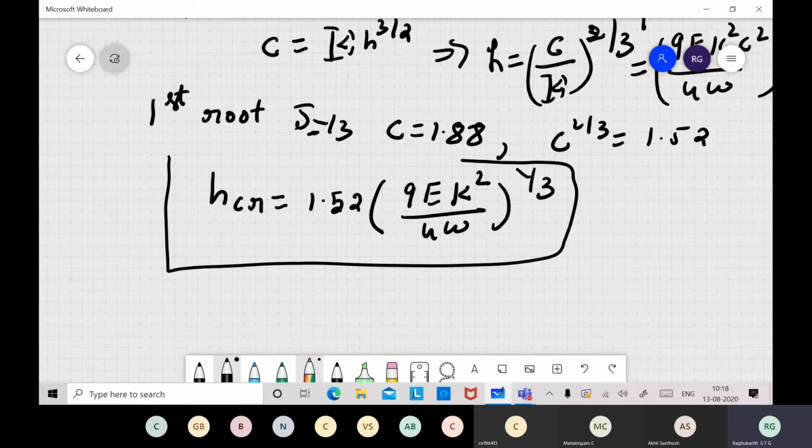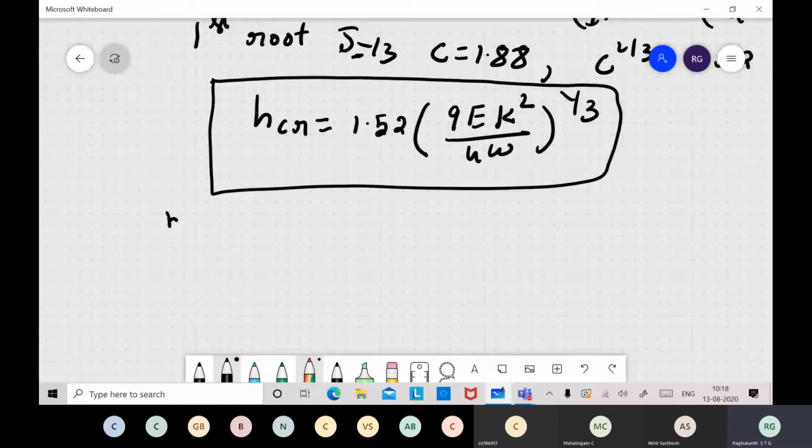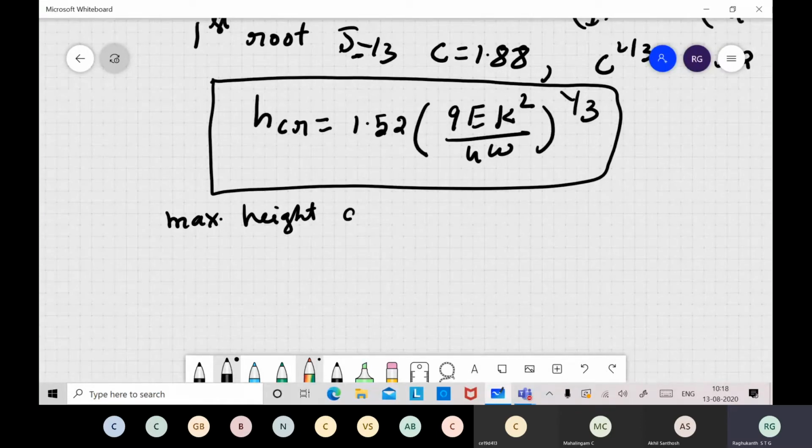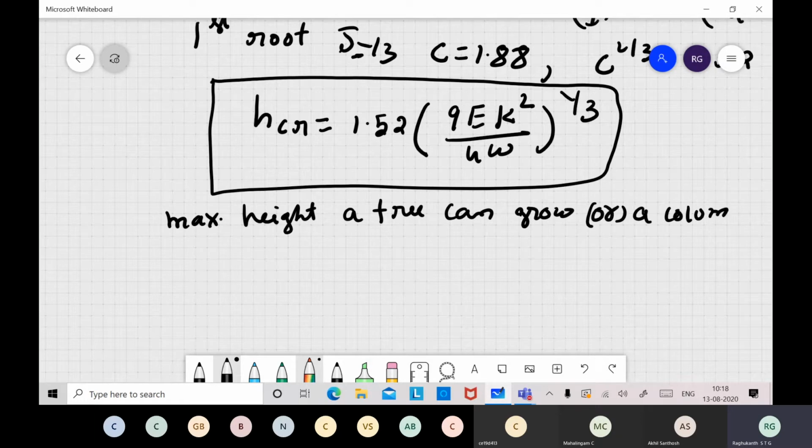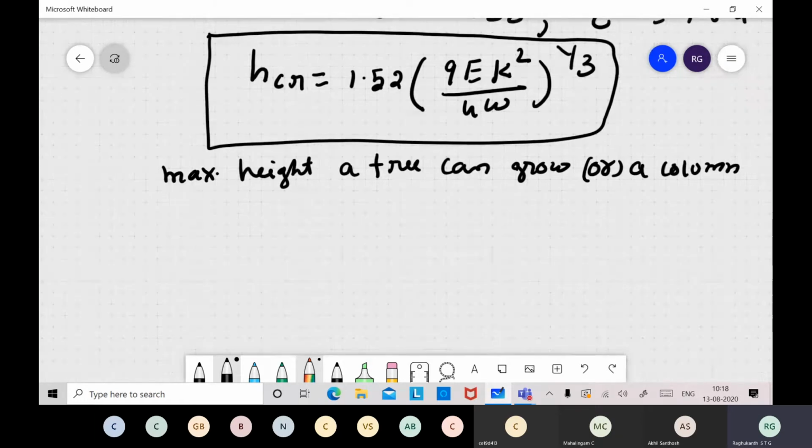So if the column exceeds this critical height, it is definitely going to buckle. This tells you the bound on your height: the maximum height a tree can grow, or a column you can build, without buckling under its own weight. Here k is the radius of gyration.